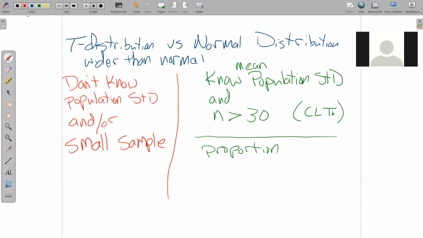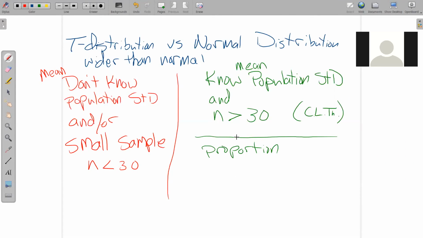And then over here, for the T distribution, again, we're talking about means, could be a confidence interval or a hypothesis test, but we don't know the standard deviation and or we have a small sample size, which means that the sample size is less than 30. Then we would use a T. We'll never use a T distribution for a proportion.